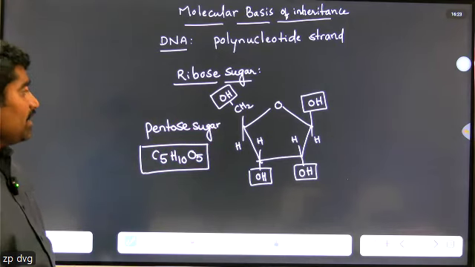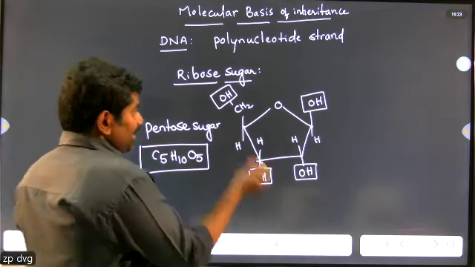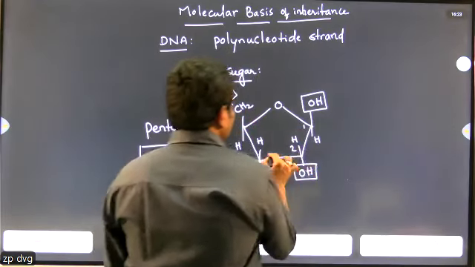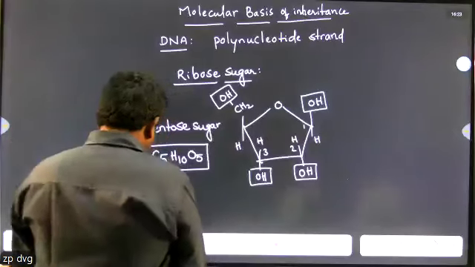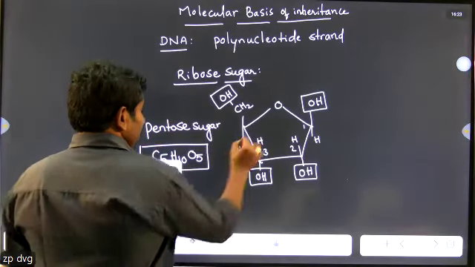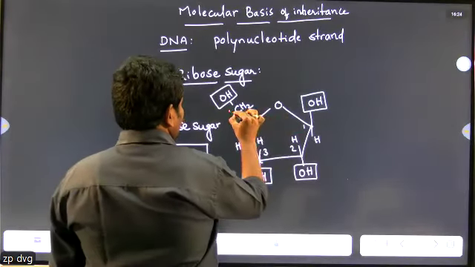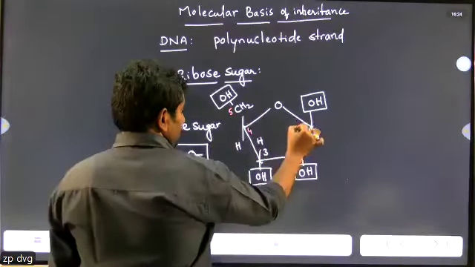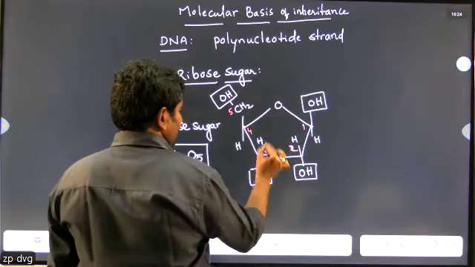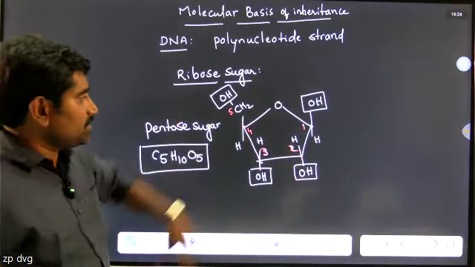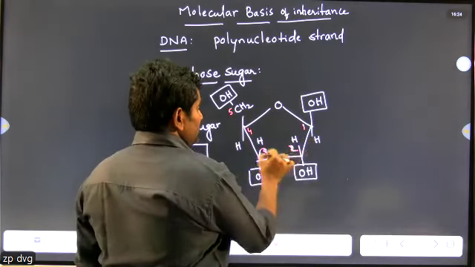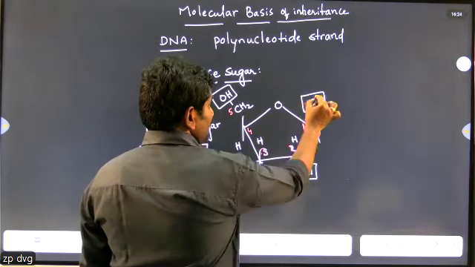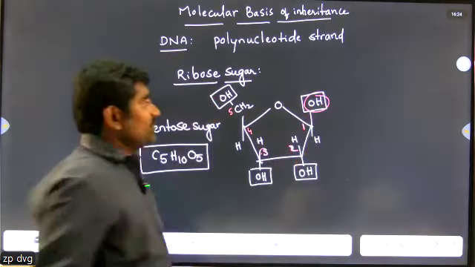If you see this ribose sugar, this is the first carbon, this is the second carbon, this is the third carbon, this is the fourth carbon, and this is the fifth carbon. So these are the carbons. This OH group on the first carbon is what we call the first carbon OH group.